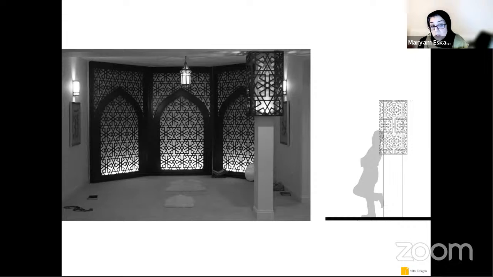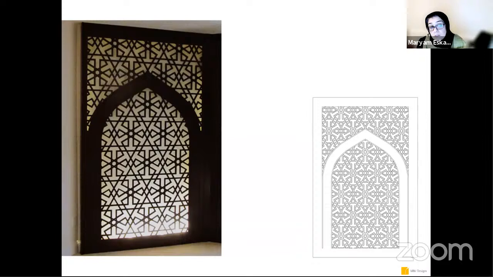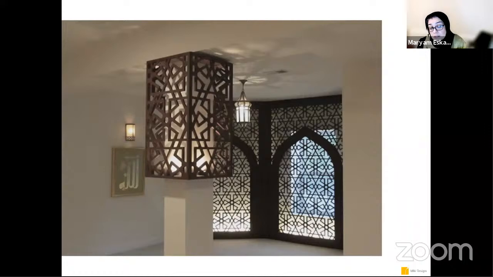And then of course, focusing on the materials, these materials were all recycled wood, bits and pieces of doors and windows from a construction that was happening down the road. We took it and reworked it so that it wouldn't be thrown out, but rather used for these panels. And the same thing for the columns. We wrapped the columns in these Islamic patterns using recyclable wood as well.